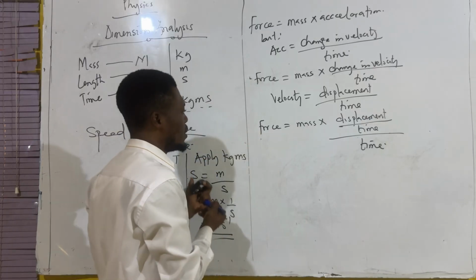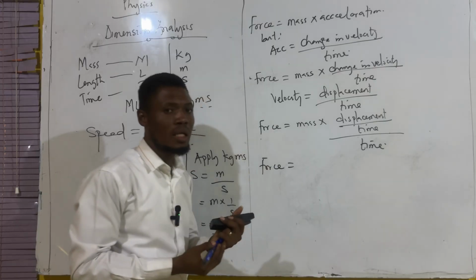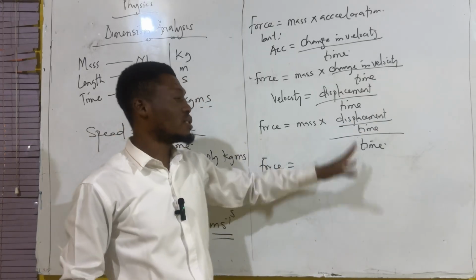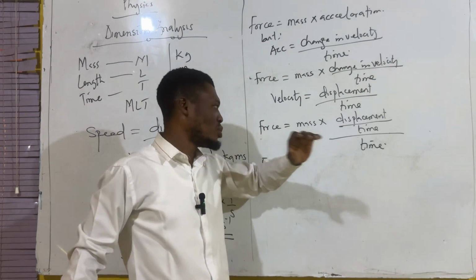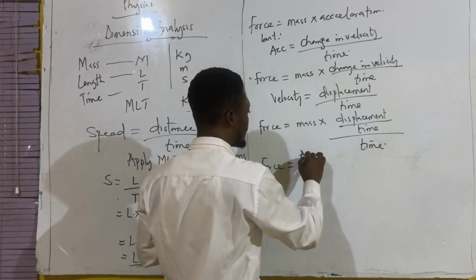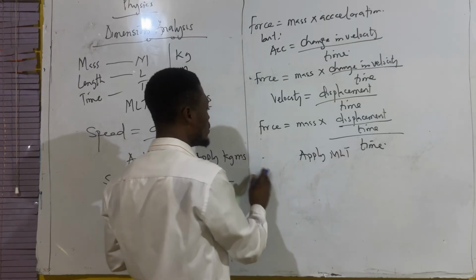And the next step, you come again to check. Does mass have a formula? No. Displacement, that's a formula. No. Does time have a formula? Nah. Now at this junction, we can apply MLT. So force.